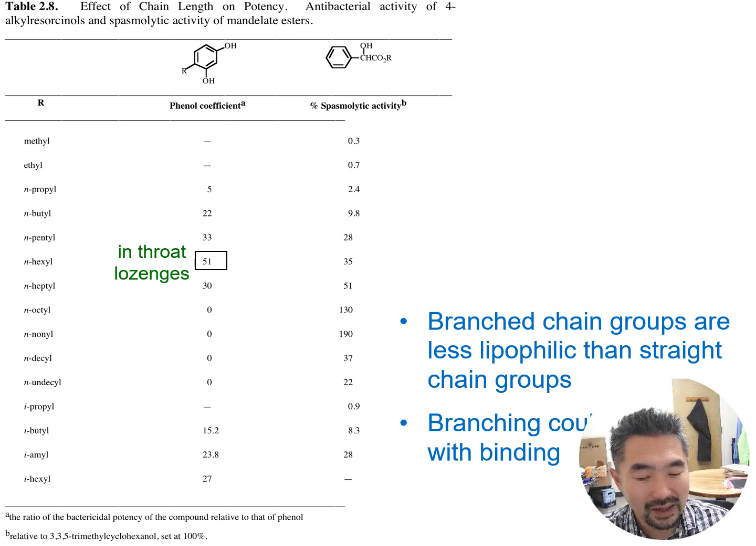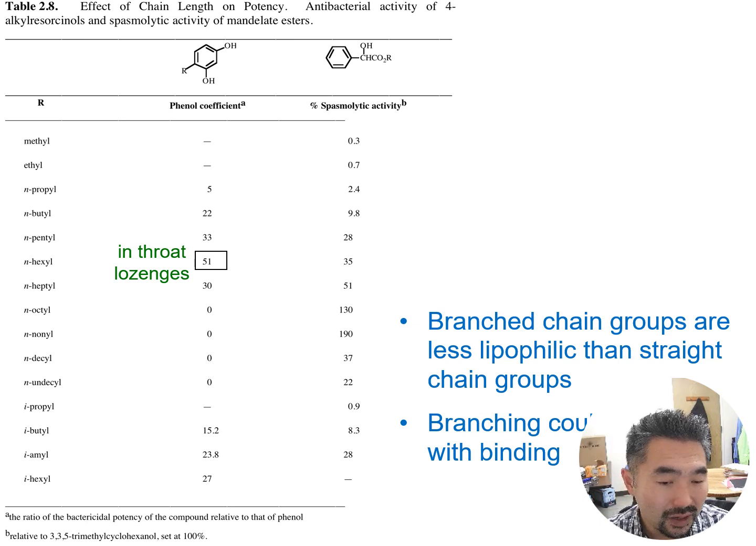So here's one interesting example. If you just increase the chain length, starting from methyl to a much longer alkyl group on this simple looking compound, you can increase the antibacterial activity. And a lot of the medicinal cough drops or throat lozenges actually contain the hexyl compound, where this 6 carbon chain is hanging off here, because that happens to be the optimal potency for the antibacterial activity that it can confer.